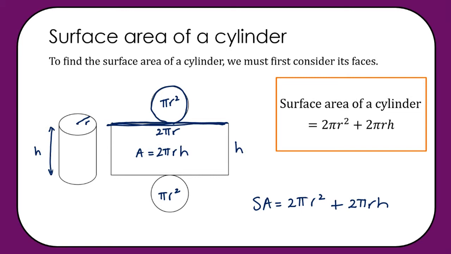Now I want you to be careful about just remembering this as a rote formula, because sometimes you'll have a cylinder that doesn't have a lid, in which case you don't have two circles, you just have one lot of pi r squared plus 2 pi r h. You might just have a tube with no ends. So you do need to understand how this formula is being constructed in order to use the different parts of it depending on the question that you're dealing with.